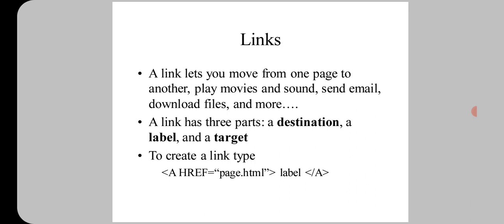So what is a link? All HTML links are displayed with a blue color. Whenever you click on a particular link, the navigation will move from one page to another. So it is called an HTML link, web link, or page link. A link has three parts: a destination, a label and a target.